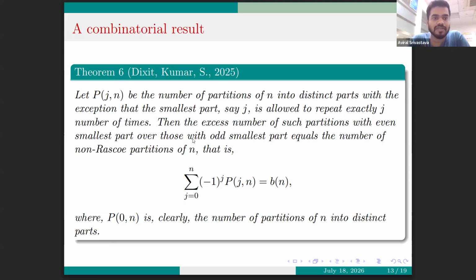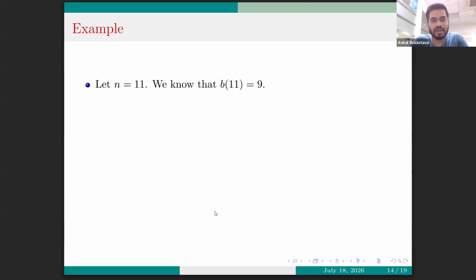So as I was saying, p_j(n) is the number of partitions of n into distinct parts, with the exception that the smallest part, say j, can repeat exactly j many times. Then we have this theorem that B_n, the number of non-Rascoe partitions, can be represented in terms of this partition class p_j(n). Now, to give you an example, as I mentioned in my early slides, there are exactly 9 non-Rascoe partitions of 11. So that is B_11 equals 9.